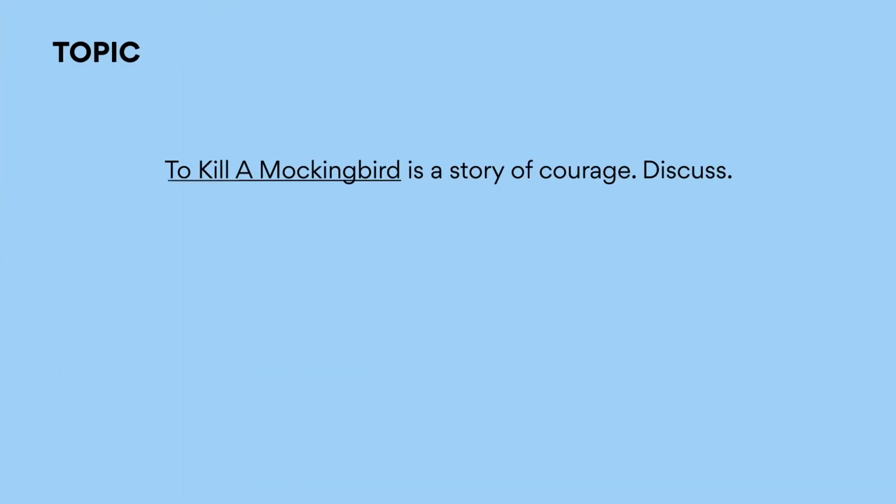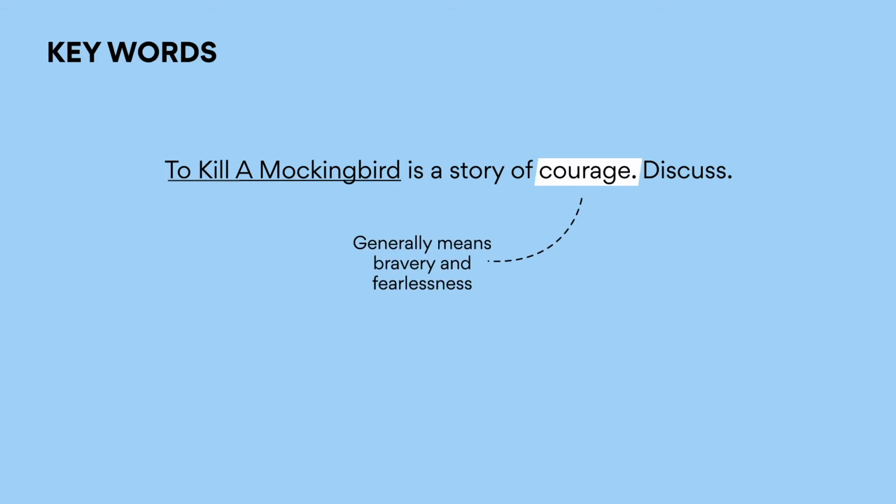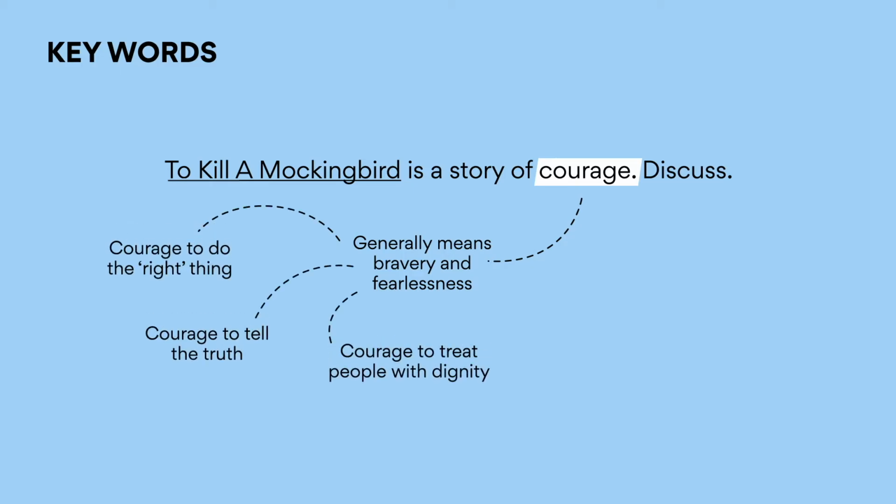The topic we'll be looking at today is: To Kill a Mockingbird is a story of courage. Discuss. So courage is the key word here, and the way we define it will shape our entire discussion. It generally means bravery and fearlessness, but what kinds of courage are explored in the novel? It could be anything from courage to do the right thing, or courage to tell the truth, or courage to treat people with dignity, even when you don't know if they'll treat you the same way.